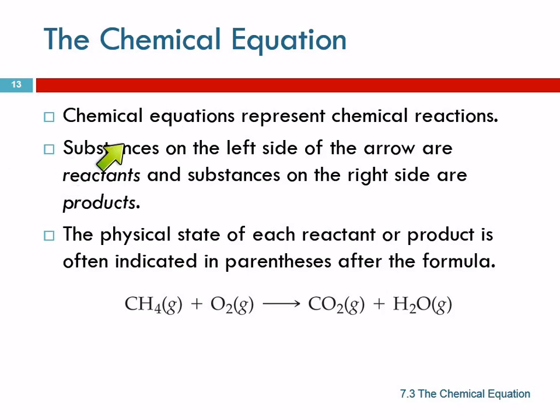So the substances that are on the left side of the arrow are called reactants. The substances on the right side are called products. These chemical equations are a little bit like math equations in some ways. The arrow is more like an equal sign, and so this is going to equal that, but it indicates a direction. We're starting with this, we're going to that. Usually we have the arrow going to the right because we read left to right.